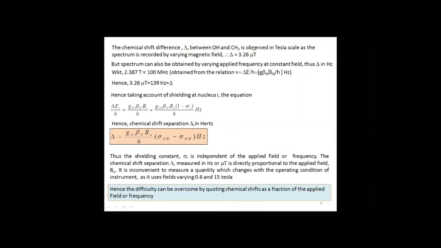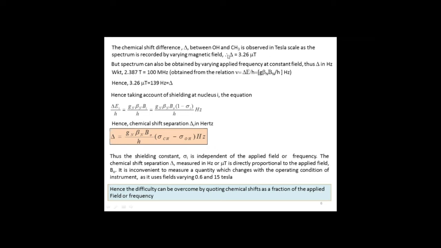Why? Because the spectrum is recorded by varying the magnetic field. Therefore, here for methanol, delta is found to be 3.26 microtesla. But the spectrum can also be obtained by varying the applied frequency at a constant field. As we know, the NMR spectrum can be studied under two conditions: one, by having a constant frequency and varying the applied field, otherwise by having a constant applied field and varying the frequency of the radiation. In two ways we can study the NMR spectrum.